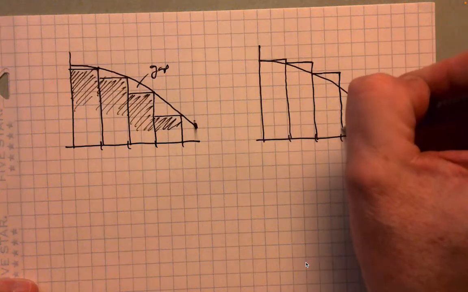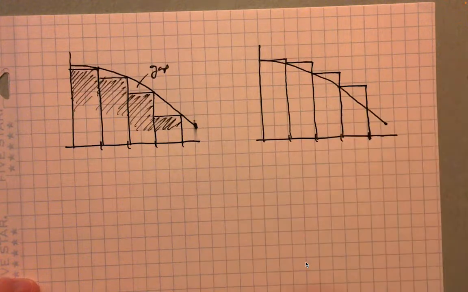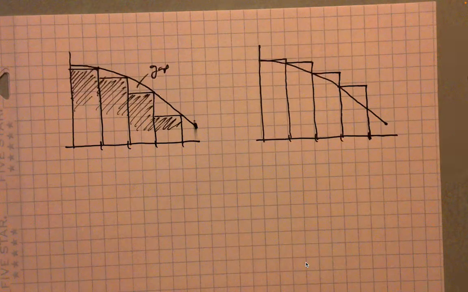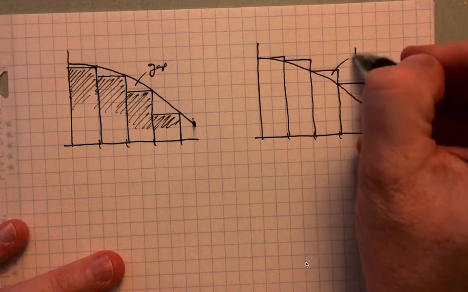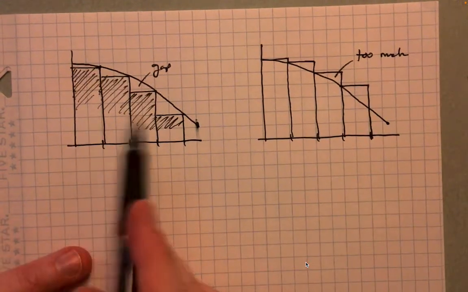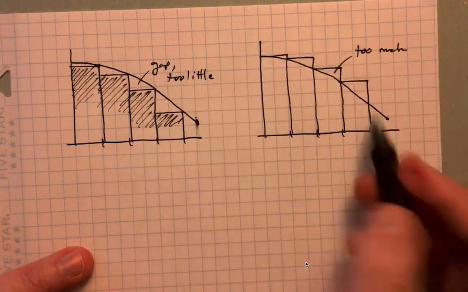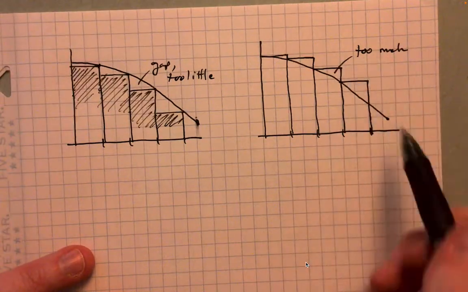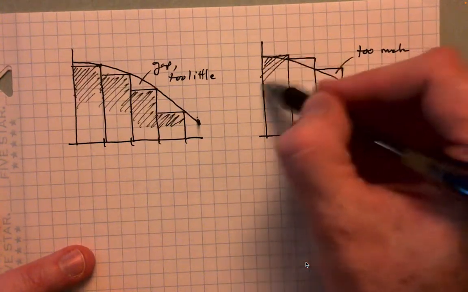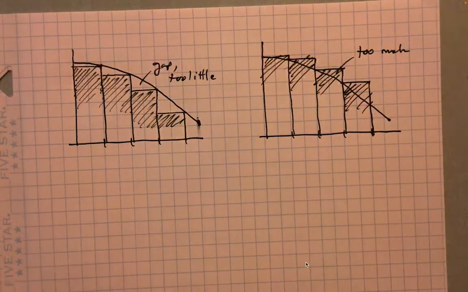You see how we're identifying the height of the rectangle based on where it touches the curve on the left-hand side. So here you end up with too much, right? Over here you have a gap, too little. And over here you have a surplus, too much. So which way is the right way? Well, as we'll see, both of these are appropriate.